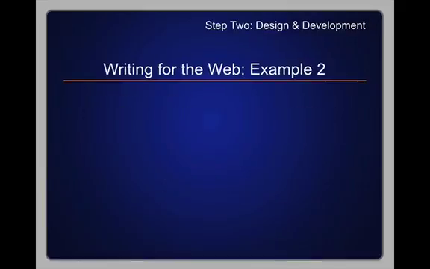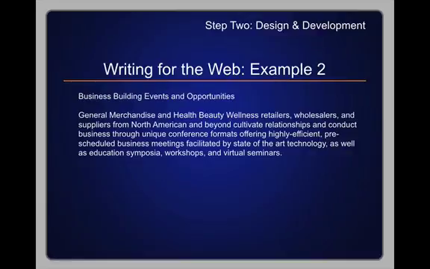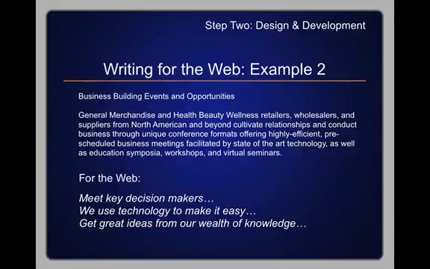Let's take a look at another example. Here's the original content. Business building events and opportunities. So you can see, once again, there's a lot of additional words in here. It's a block of text with no header, but let's make it straight to the point. On the web, this is what this content needs to say. Meet key decision makers, use technology to make it easy, and get great ideas from our wealth of knowledge. So once again, what was all of these phrases and terms can be bulleted down to just 3 key areas. And it gets much more direct, much more scannable, and easier for the web user.